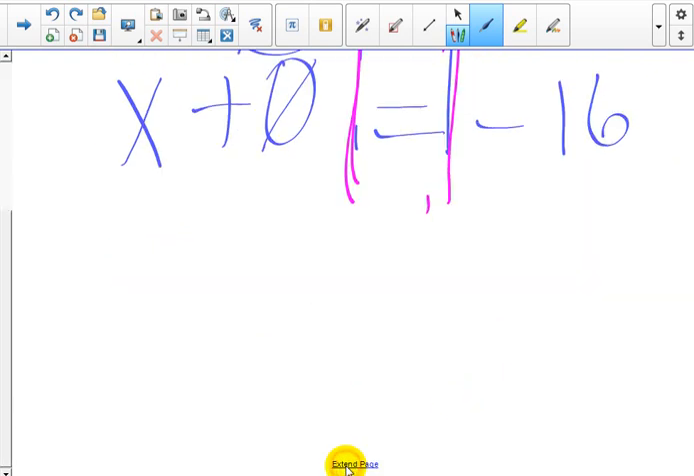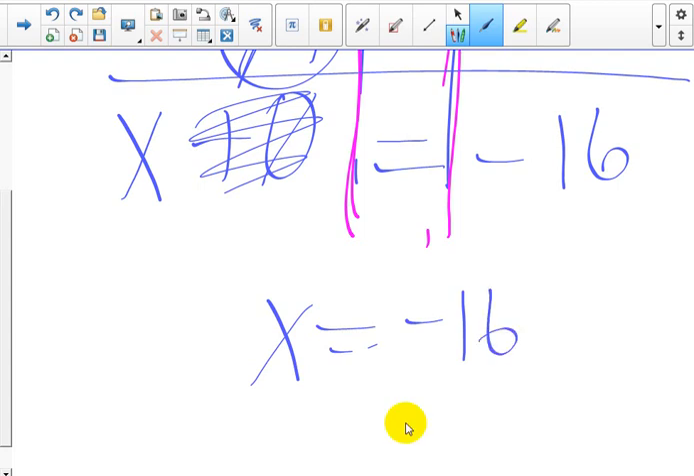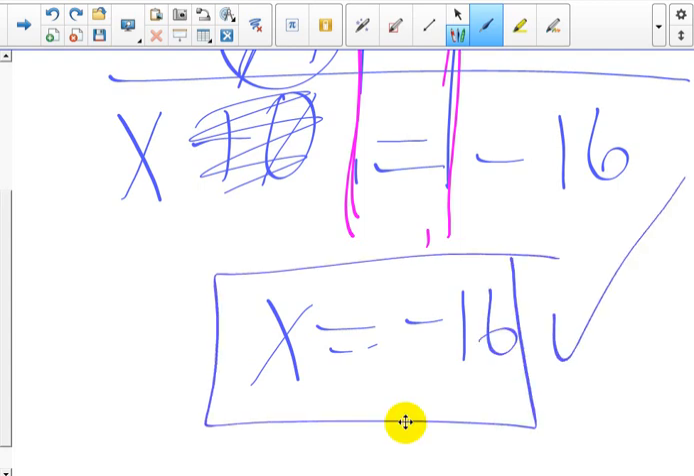So now we've got our answer, but it's pretty messy. Let's just clean it up. We don't write plus 0. That just disappears, right? Our answer becomes x equals negative 16. Now we have solved our equation.